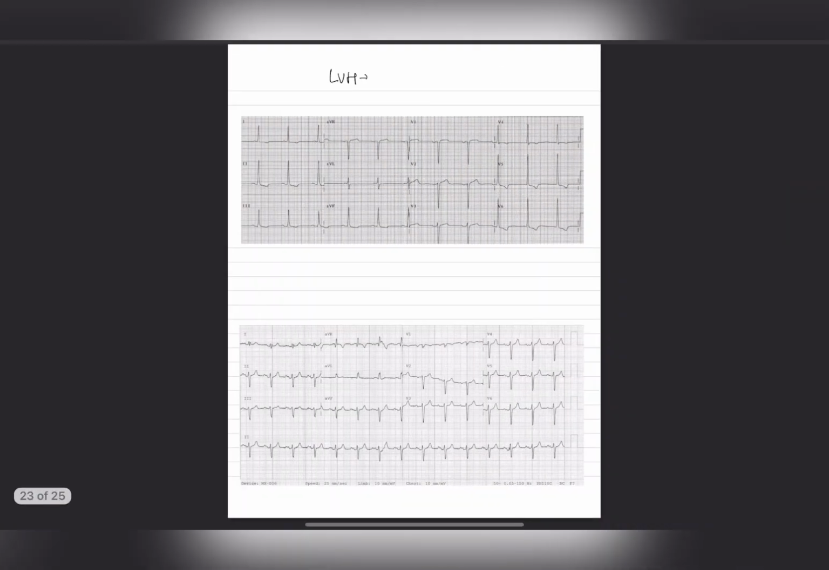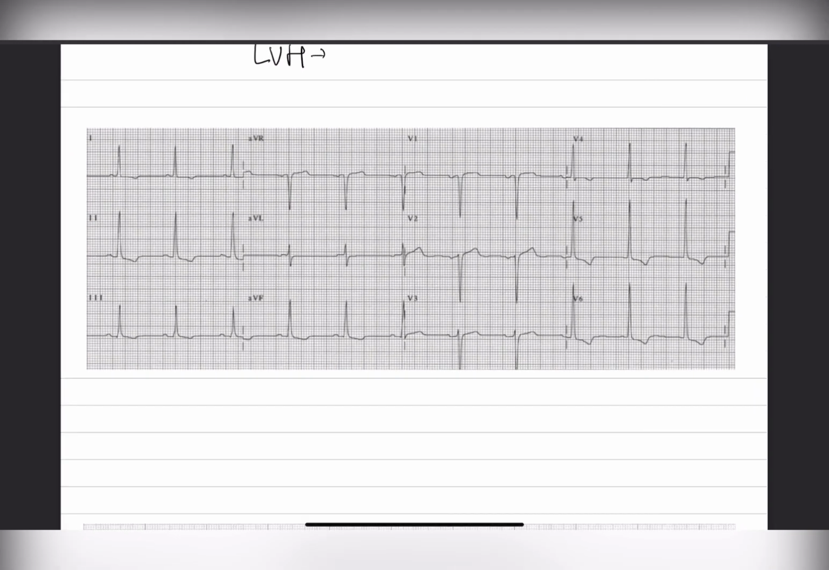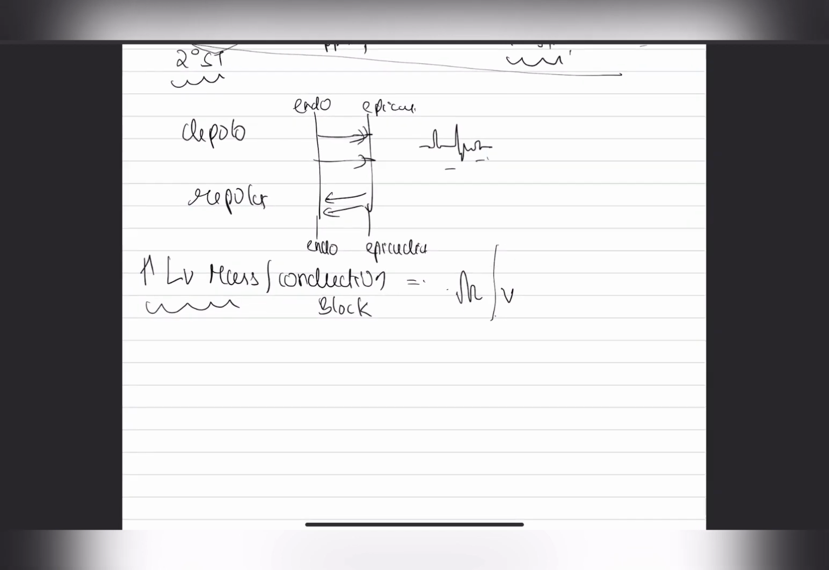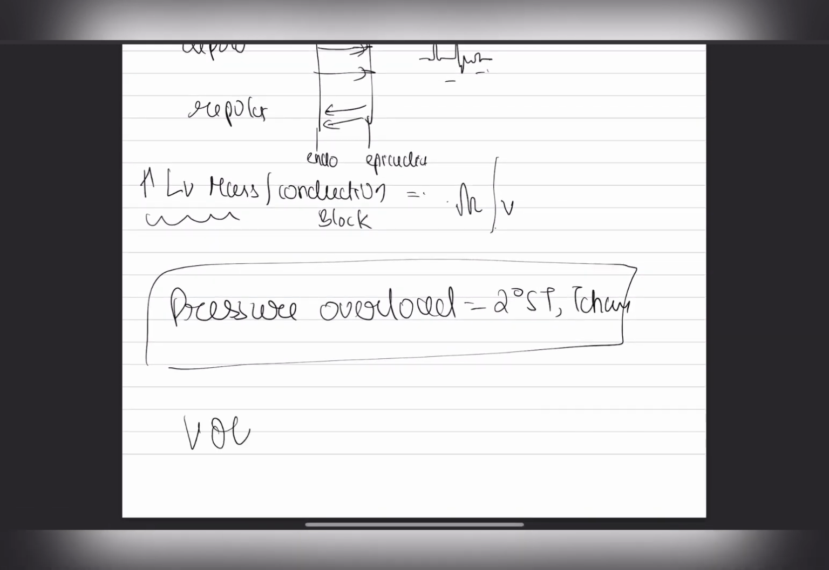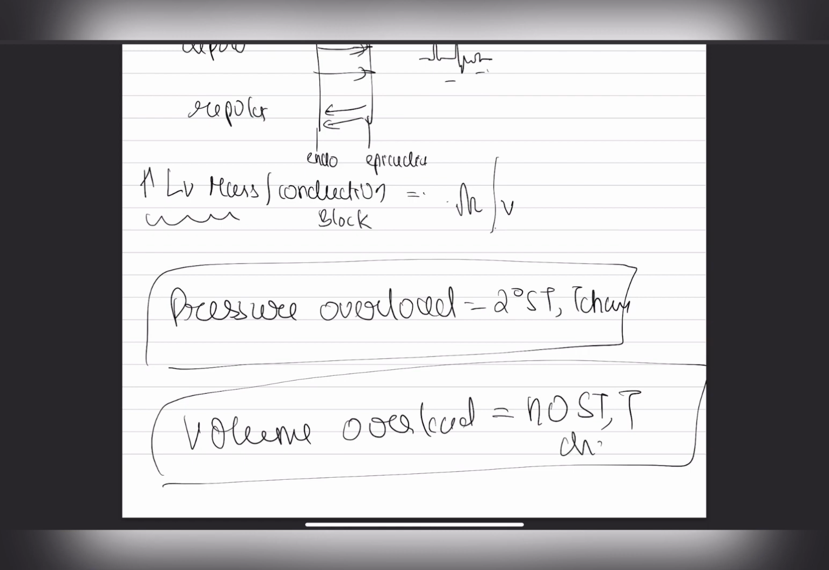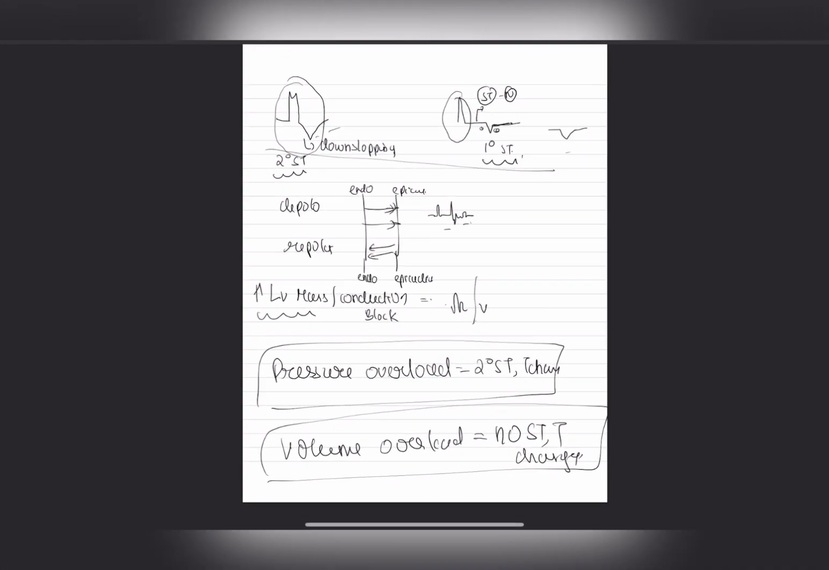Now coming to the LVH proper, as I said, LVH can be of two types: volume overload and pressure overload. In pressure overload, you have the secondary STT changes. I've told all these things only to mention this point. Pressure overload will have secondary STT changes, whereas in volume overload there are no STT changes. So this is important. Pressure overload will produce secondary STT changes like this. If it is not there, then you can think of volume overload.